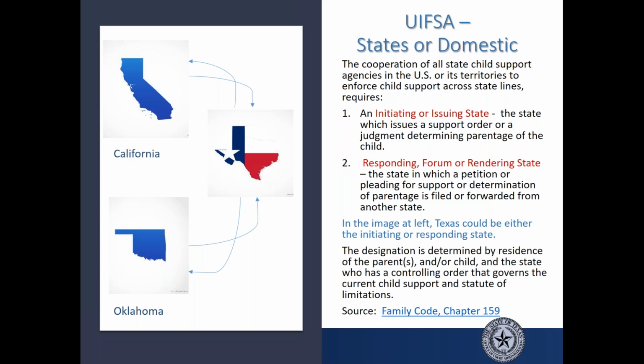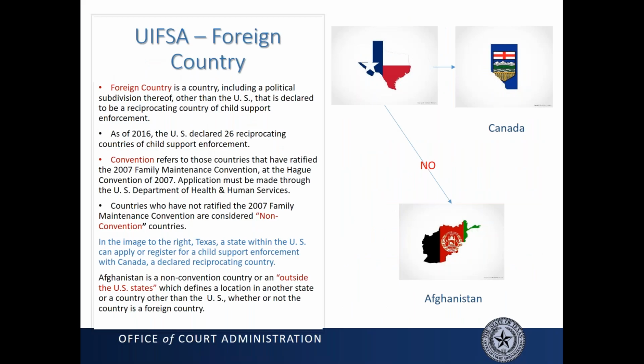The designation is determined by the residence of the parents and or the child and the state who is the controlling order that governs the current child support. So let's say the non-custodial parent lives in California and the mother and child live in Texas. Texas could then petition California for child support across state lines if the mother had resided in Texas more than 6 months with the child. So that was in the states, or domestic.